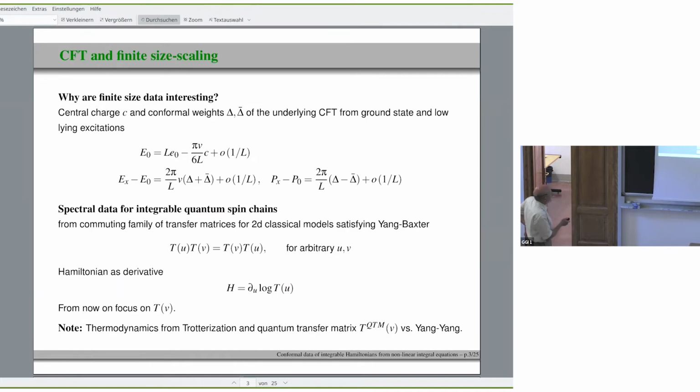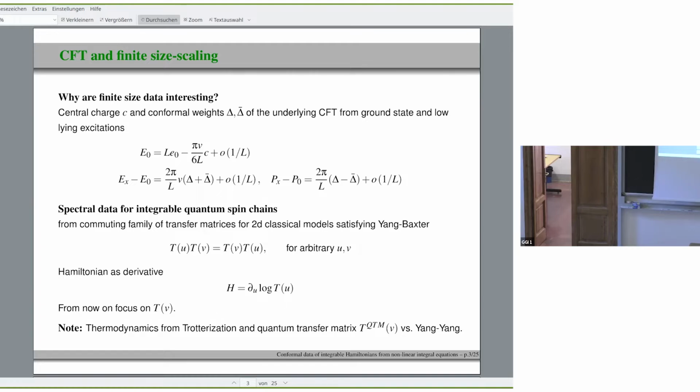Okay, why are finite size data interesting? I think all of us know the scaling predictions of CFT for the central charge and conformal weights. So a lattice system that realizes a particular conformal field theory has low-lying energies of the following types. The ground state energy comes with a non-universal bulk term, but then there is a 1/L term. This is for periodic boundary conditions.